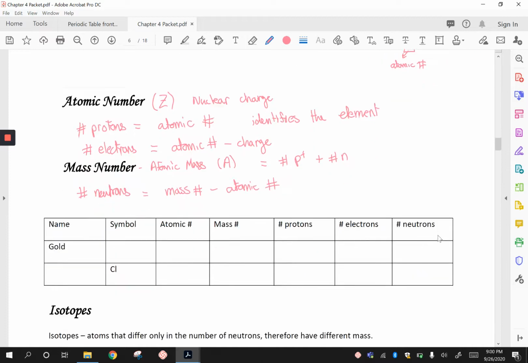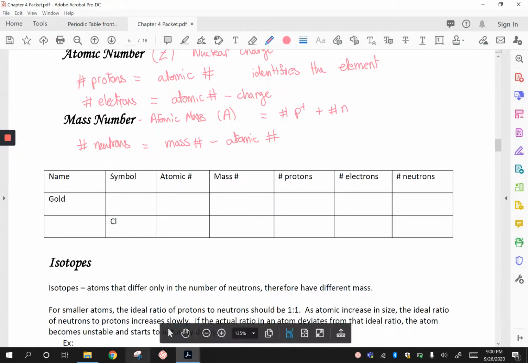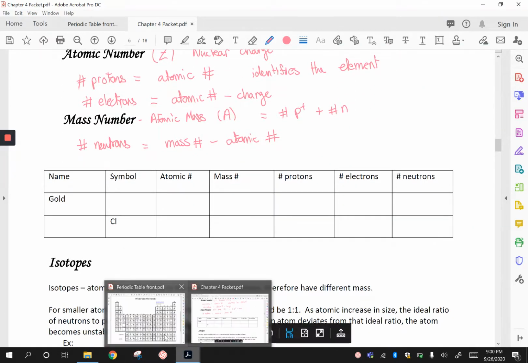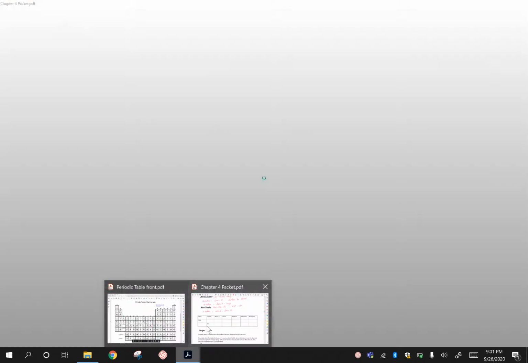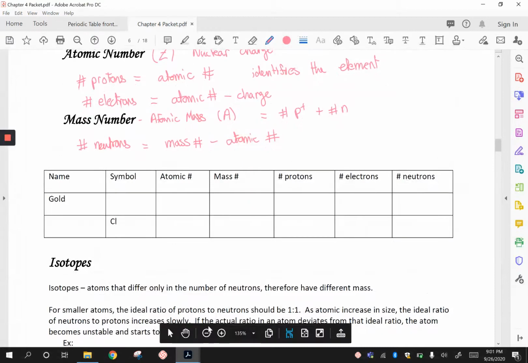So let's try a few here. We'll start with gold. Let's find gold on the periodic table. Here it is. On the periodic table, the number that is smaller is your atomic number. So that's 79, that's your atomic number. The number that is bigger, 196.966569, that is your mass number. So let's go back to our packet and put in our values there. The symbol for gold is Au.